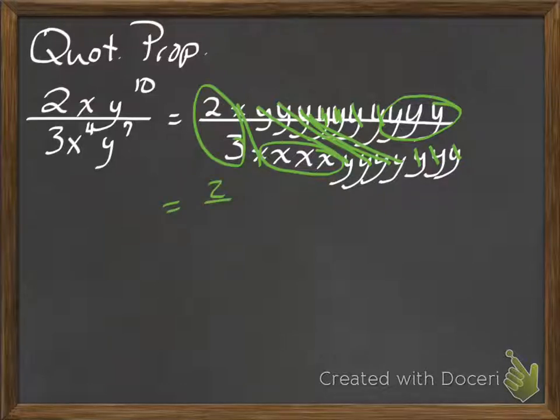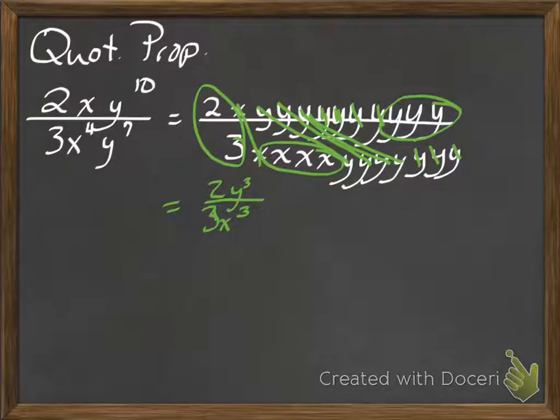So 2y cubed over 3x cubed. And so you would subtract them to cancel.